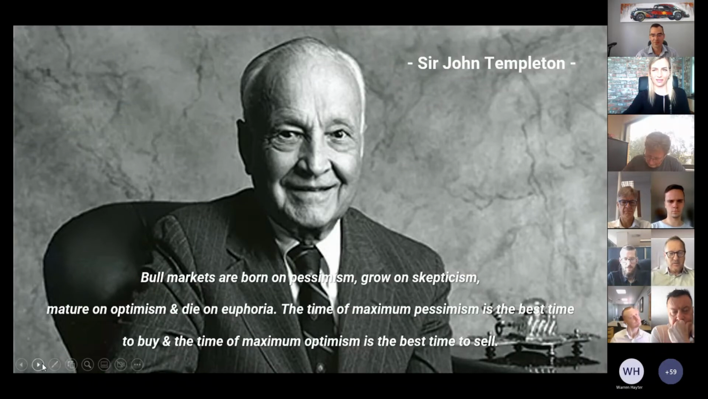Let's kick off with a quote from Sir John Templeton. One of his famous quotes was, "Bull markets are born on pessimism, grow on skepticism, mature on optimism, and die on euphoria. Time of maximum pessimism is the best time to buy. Time of maximum optimism is the best time to sell." So I'll leave it to you as to decide in which state we are in. We've got some views, but let's take it through and try and answer some of that first question that Adriaan was asking.